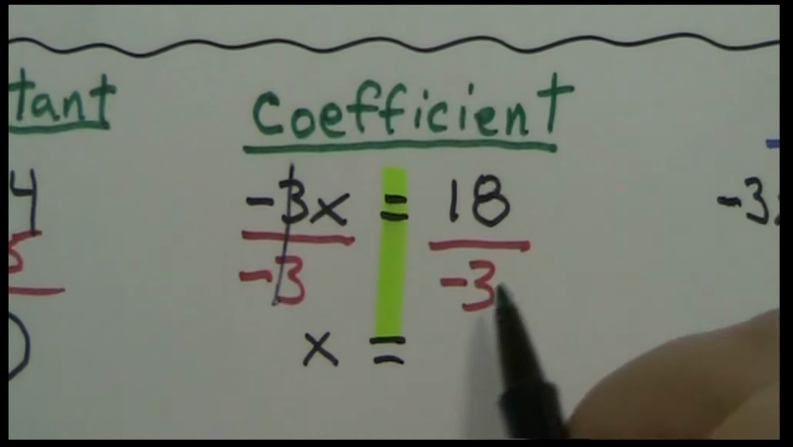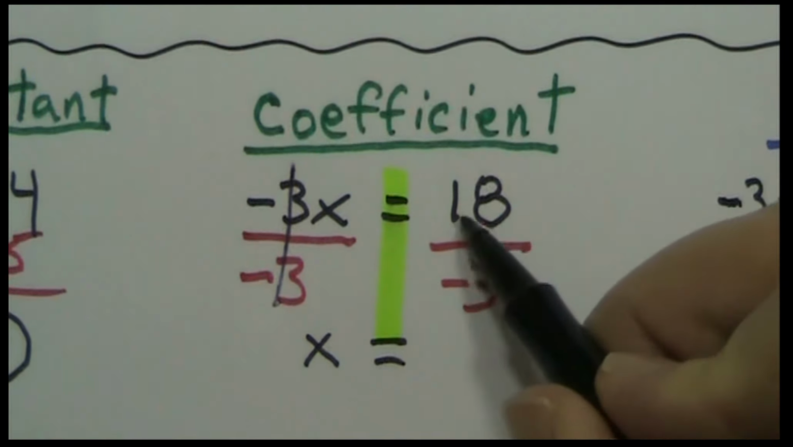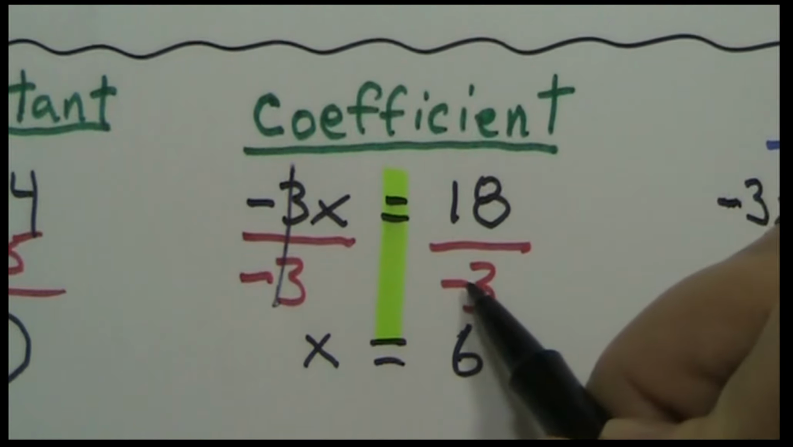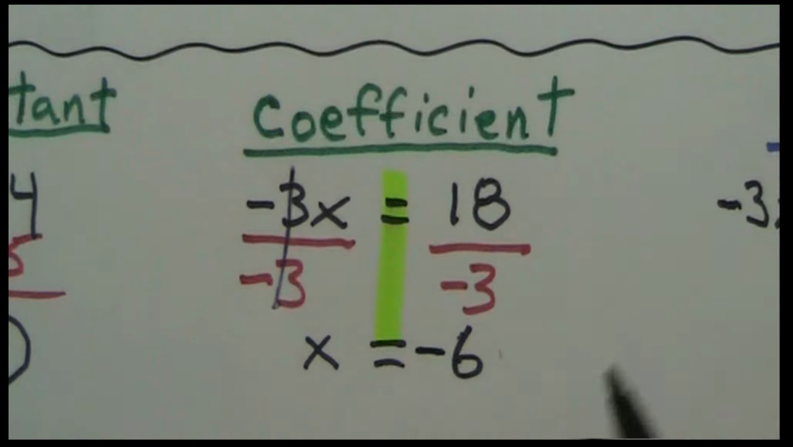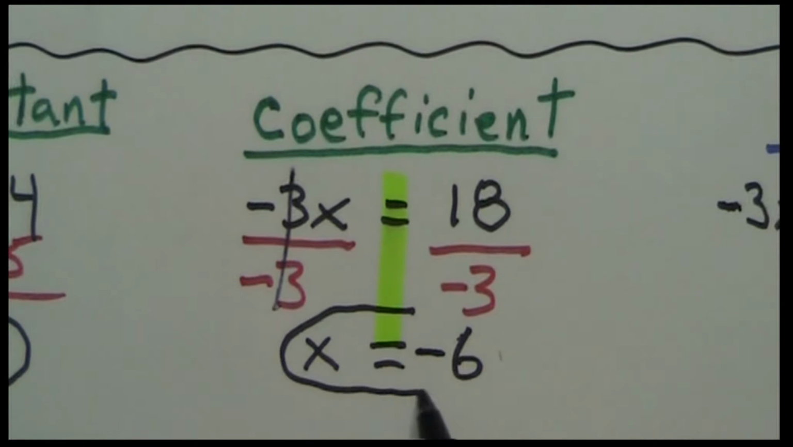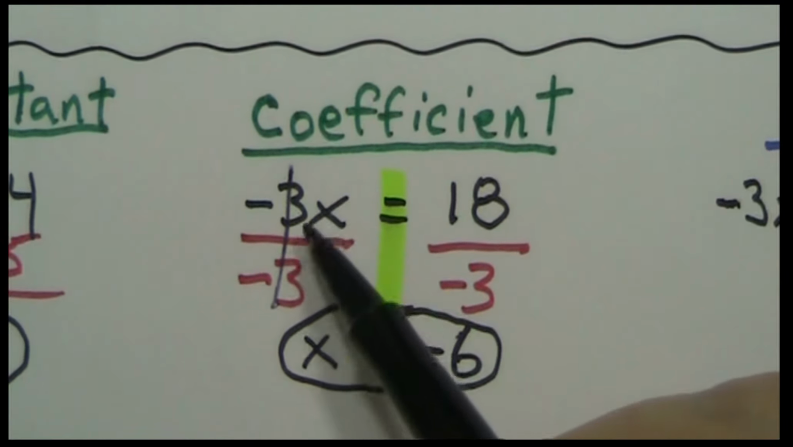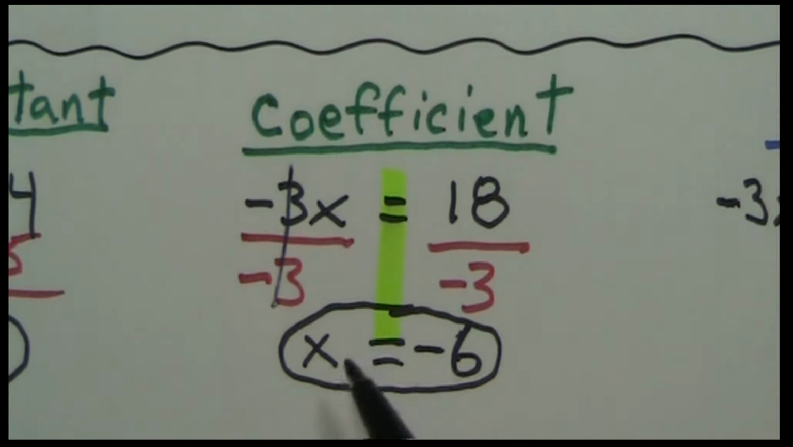On the other side, 3 goes into 18 6 times. Oh, but there's one negative. So the answer is negative. Okay, so this one we got rid of the coefficient. We had to get rid of that to get the letter by itself.